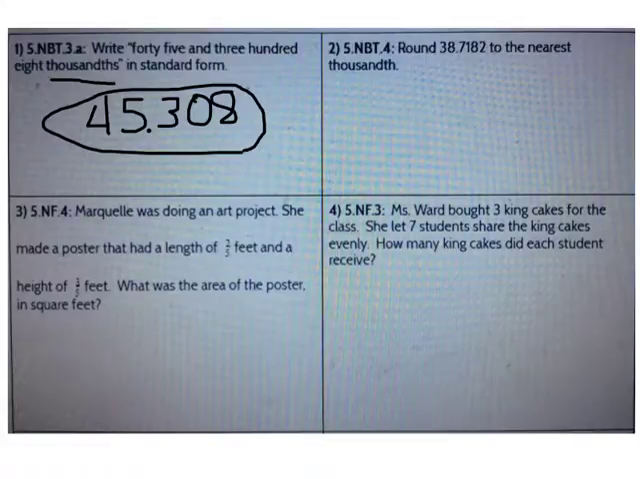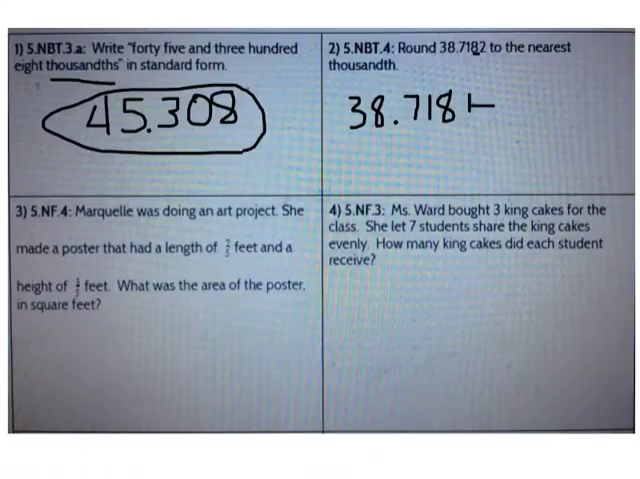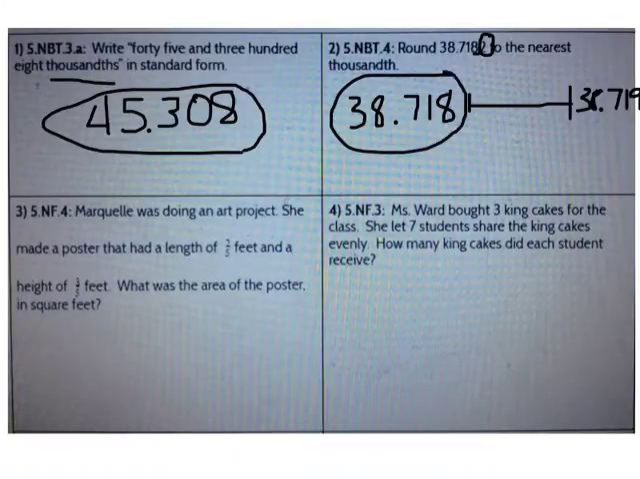Now let's round 38 and 7,182 ten-thousandths to the nearest thousandth. Which digit is in the thousandths place? The 8 is in the thousandths place. So which two thousandths is this number between? It's between 38 and 718 thousandths and 38 and 719 thousandths. Which digit is going to help me decide which way to round? The 2 in the next place value is going to help me decide. Does that 2 tell me I'm closer to 38 and 718 thousandths or 38 and 719 thousandths? It tells me I'm closer to 38 and 718 thousandths. 2 is less than 5, so it's less than halfway.